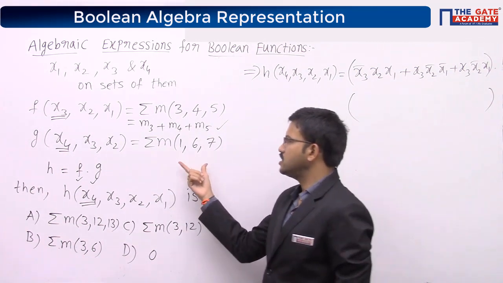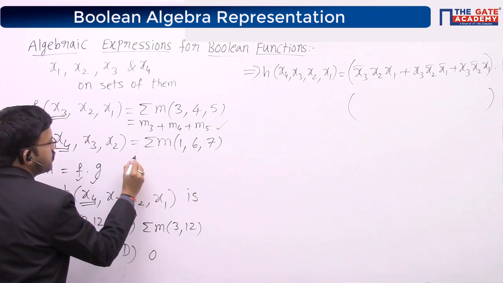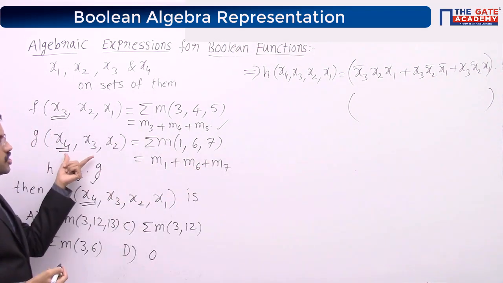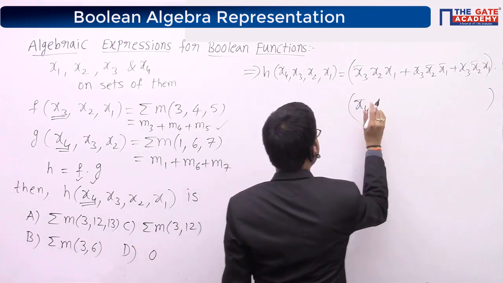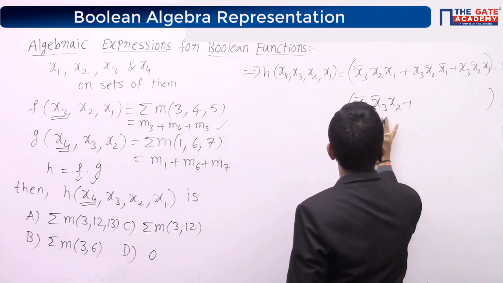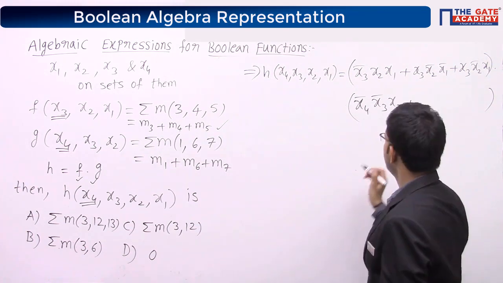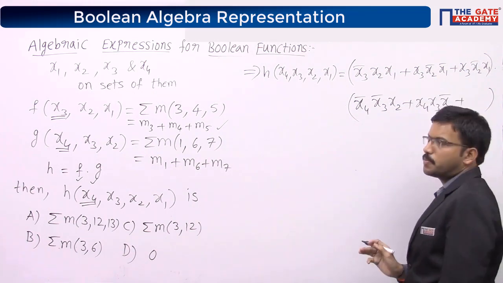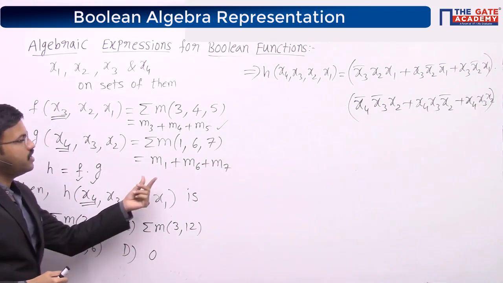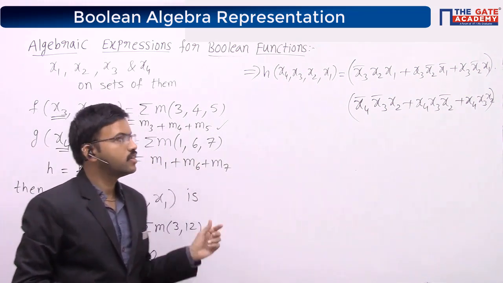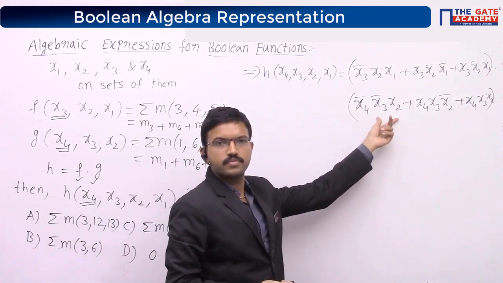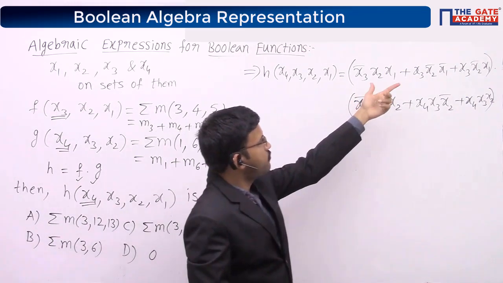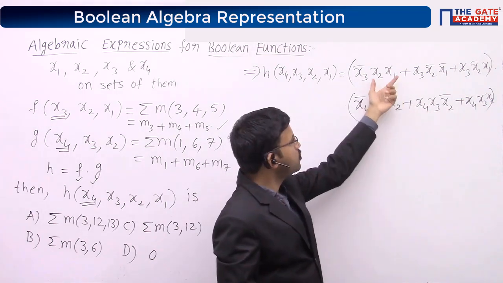Similarly, you can write the G function. Here sigma m 1, 6, 7 is m1 plus m6 plus m7. Now 1 is 0, 0, 1, that is x4 bar, x3 bar, x2. Next m6 is 1, 1, 0: x4, x3, x2 bar. m7 means 1, 1, 1: x4, x3, x2. So 1 is 0, 0, 1, 6 is 1, 1, 0, and 7 is 1, 1, 1. We have considered the F function and the G function. Now we have to multiply these two.